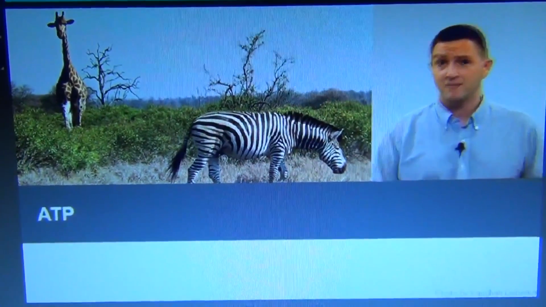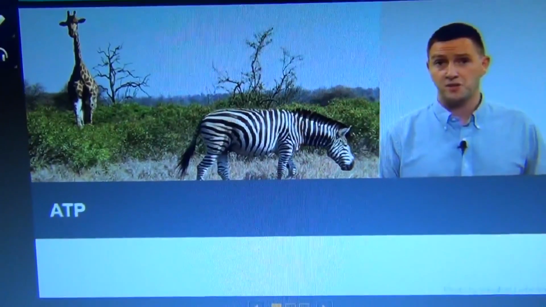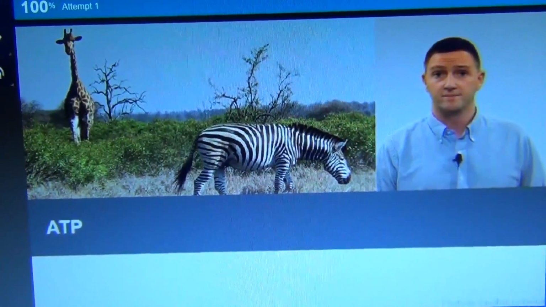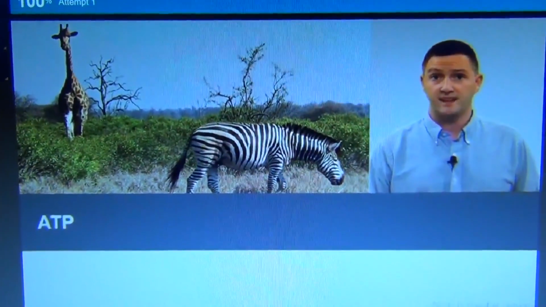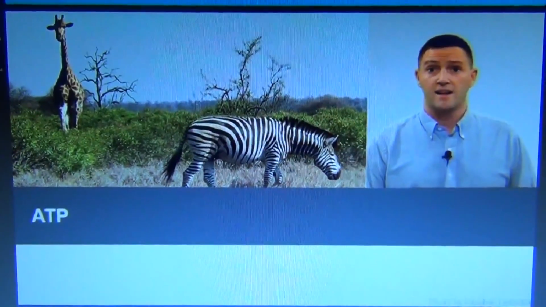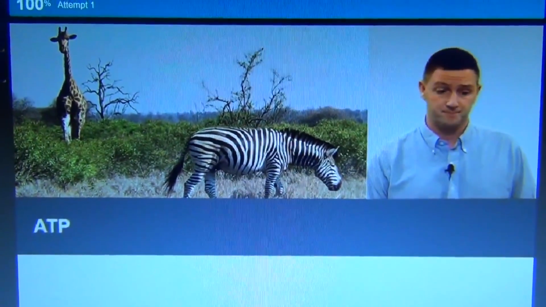As we begin, let's consider a bunch of different organisms. Maybe some that you see in this picture here of the zebra, the giraffe, and the savanna that they live in. You see plants and you see animals. As different as these organisms are, they both use energy in the form of ATP.